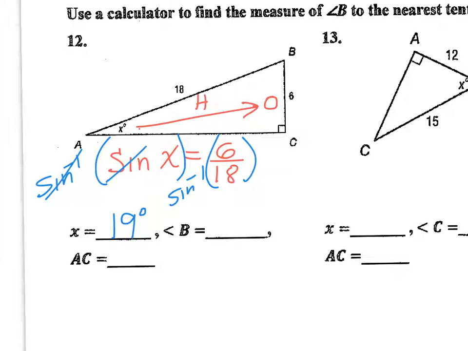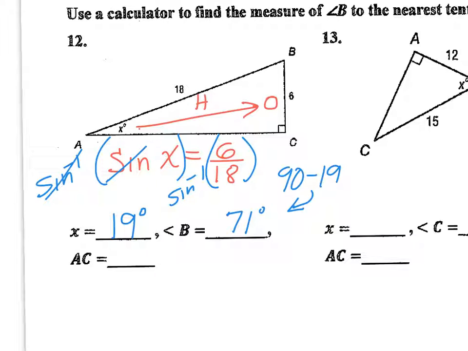So then that would be 20? No, it was 19.47. Okay, so then it's 19 only, right? So it's 19 degrees. It's 19.47, but the 4 is not a 5, so you just keep it as a 19. Now for the measurement of angle B, well, the complement of 19 is 71. By complement, I mean 90 minus the 19, and that gives you the 71.